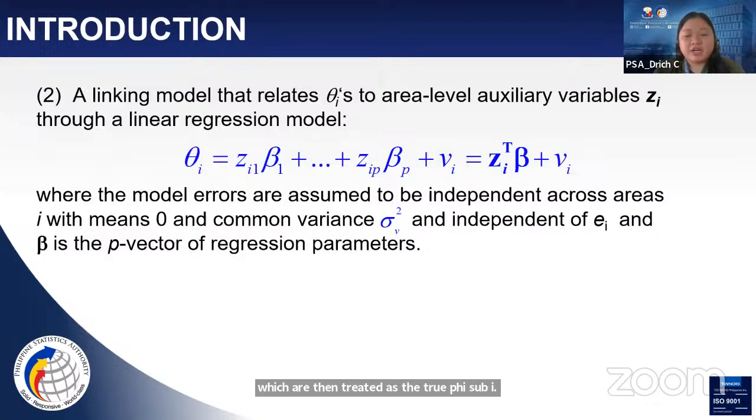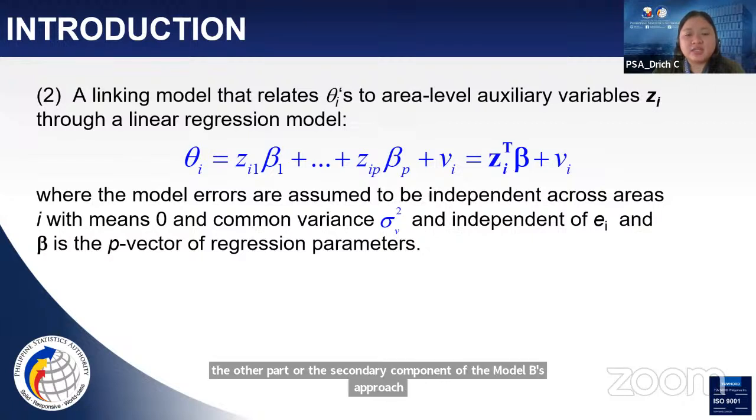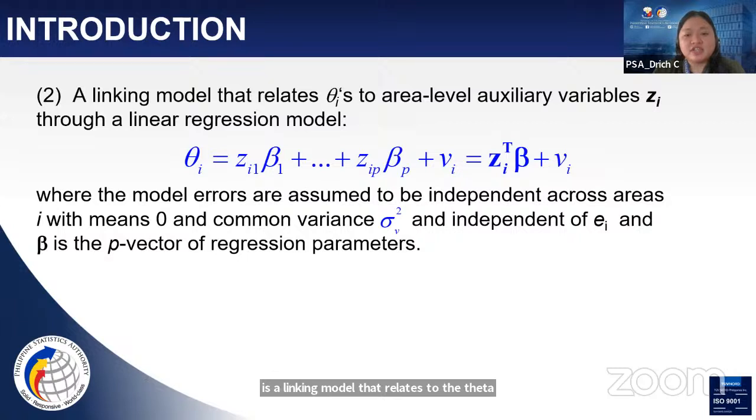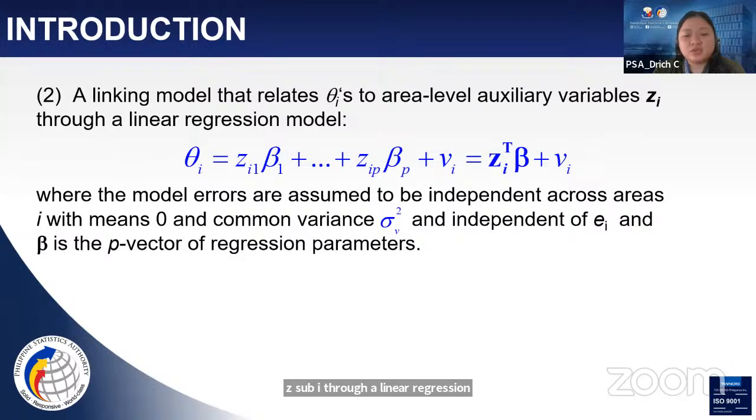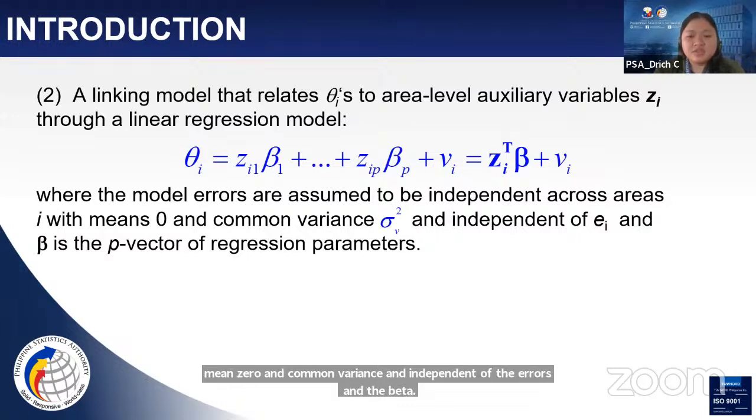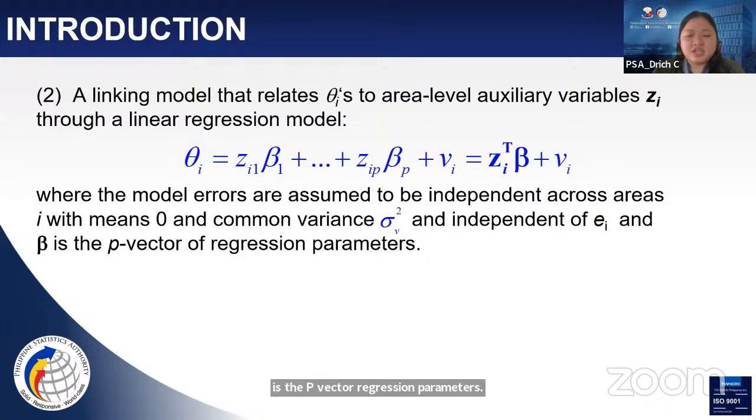The other part, or the secondary component of the model-based approach, is a linking model that relates the theta sub i's to area-level auxiliary variables z sub i through a linear regression model, where the model errors are assumed to be independent across areas with mean zero and common variance, and independent of the sampling errors, and beta is the p-vector of regression parameters. This is an illustration of the model-based approach, or the model that we are referring to when generating the small area estimates.